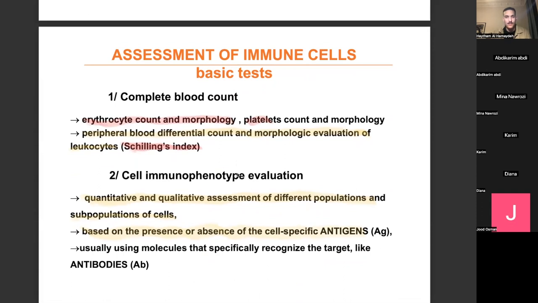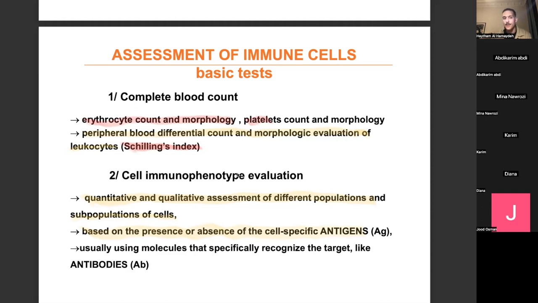Next one: assessment of immune cells. These are just the basic tests. The first one is complete blood count. We are counting those Kareems or those Inases or those Dianas. In this case, we are counting the blood cells, erythrocytes, the number of blood cells in the blood, and according to their morphology. The second thing is the platelets, which are fragments of cells that help in blood clotting. We are counting the platelets. We are also counting the peripheral cells that we separated from the blood in the practical we did last week. So basically, we're choosing one type of cell and counting the number of that cell within the blood. So that is complete blood count.